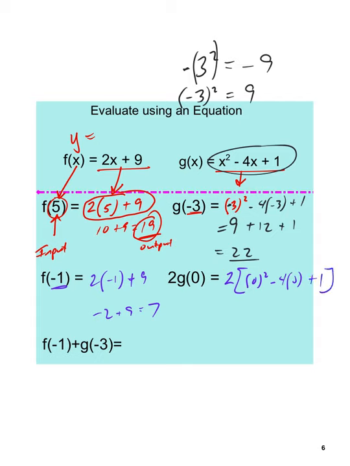Okay, so again, the 2 comes at the end. So you could almost do this without the 2 and then just multiply it at the end. I'm just putting it there so we remember. 0 squared is 0. Minus 4 times 0 is 0. Plus 1. So this is really 2 times 1 for an output of 2.